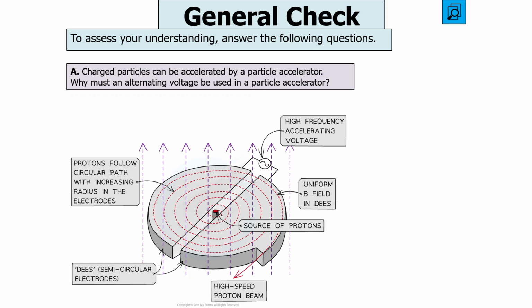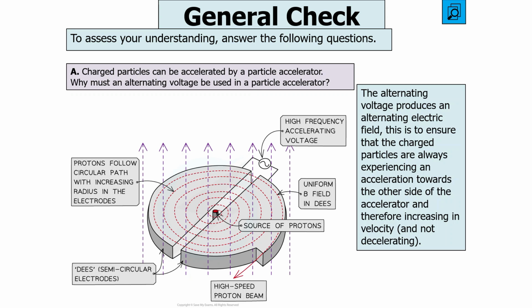Why must an alternating voltage be used in a particle accelerator? The alternating voltage produces an alternating electrical field. This is to ensure that the charged particles are always experiencing an acceleration towards the other side of the accelerator and are therefore increasing in velocity and not decelerating.